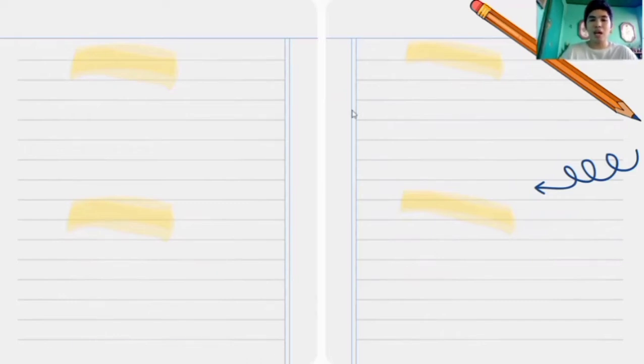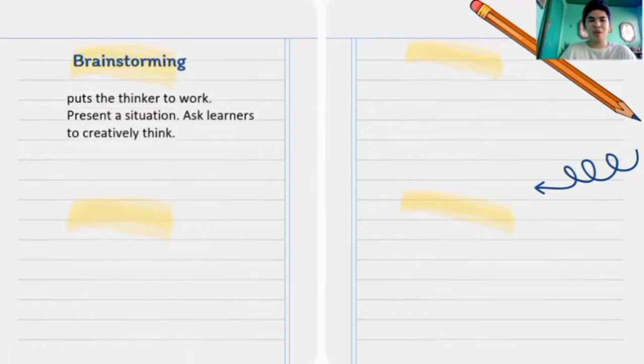First, let's talk about brainstorming. What is brainstorming? Brainstorming puts a thinker to work, presents a situation, and asks learners to think creatively. So brainstorming is a group discussion to produce ideas or solve problems through gathering a list of ideas contributed by its group members. For example, I am giving a word.